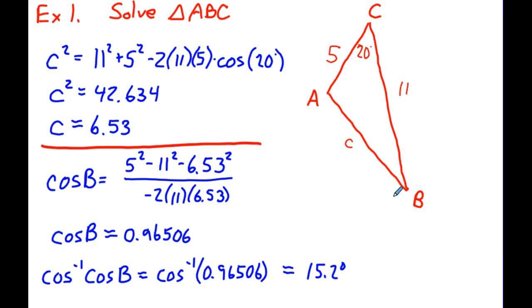Now the last thing we need to do is find the measure of angle A. And so the measure of angle A will be equal to 180 minus 20 minus 15.2. So the measure of angle A is approximately 144.8 degrees. So we use the law of cosines to first find the missing side length, then we used it to find one of our missing angles. Once we had that angle, we could use the idea of the triangle sum theorem, 180 minus the two angles, to find the remaining angle.